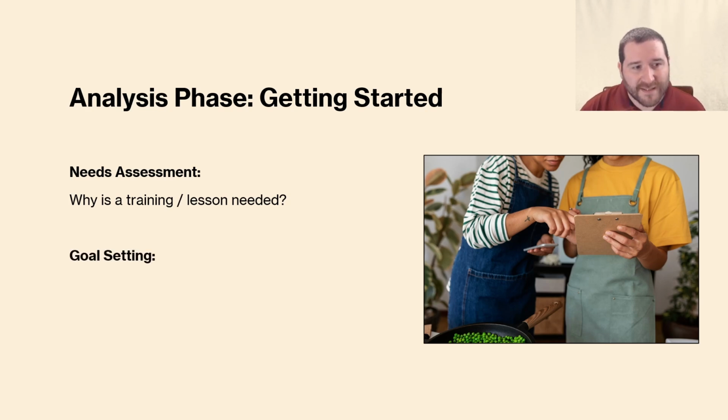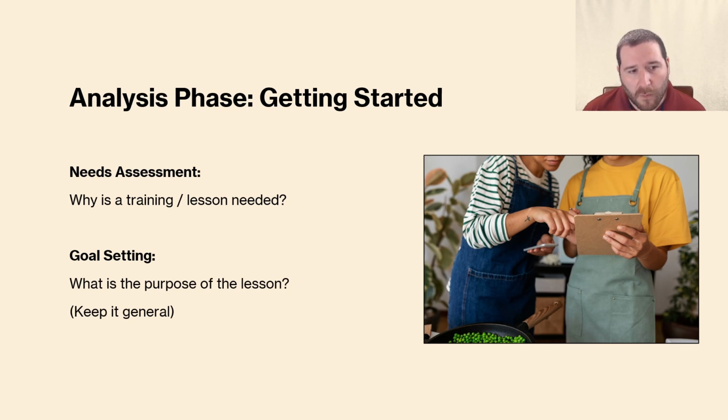From there, we can set the goal of the course or the goal of the lesson, right? The generalized goal. We want to know, what is the purpose of this lesson? Okay, we're keeping it general here. We're not getting into specifics. We're not getting into specific skills. We're just talking about, generally speaking, what do we want to get out of this? What's the purpose of this lesson? What direction do we want to head in? And then we can iron out the specifics as we go.